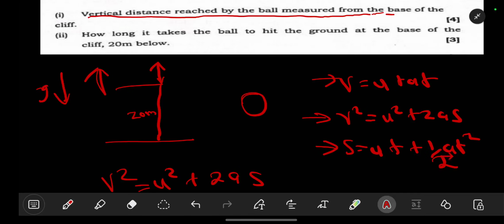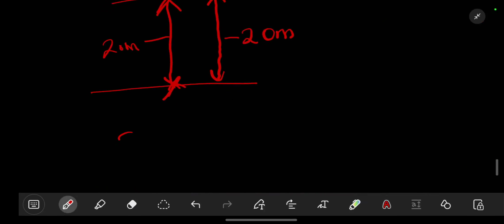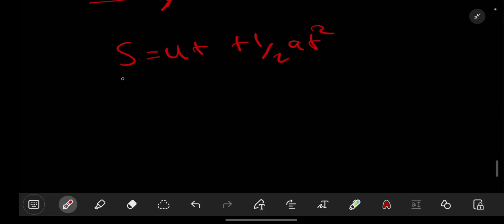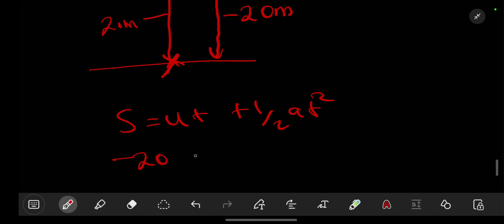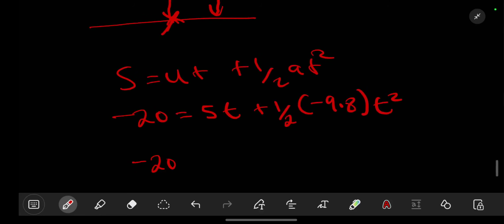Then we have our s, we have everything, we just don't have time. So let's use this equation. Using this equation, our s should be equal to ut plus half at squared. Our s is equal to negative 20, should be equal to initial velocity 5, then we have t, plus half. Our a is equal to negative 9.8, and our t is unknown, so t squared. We are going to get negative 20 should be equal to 5t.